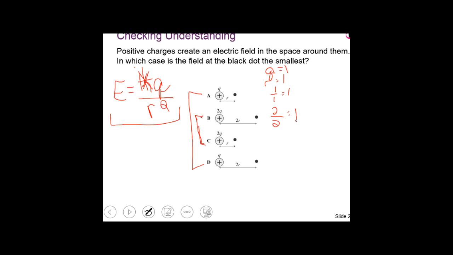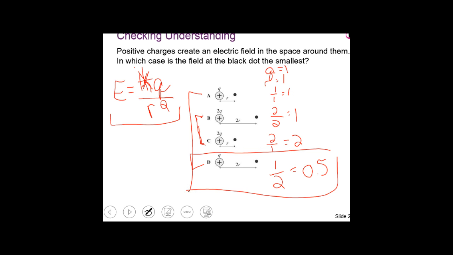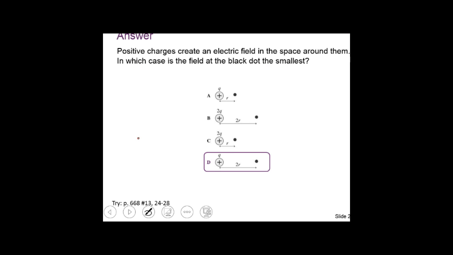The electric field for B would be 2 over 2, which is also 1. The electric field for C would be 2 over 1, which is 2. And the electric field for D would be 1 over 2, which is 0.5. And so D is our winner, the weakest electric field. If you're ever not sure, try to fall back on your formulas and think about it conceptually that way.